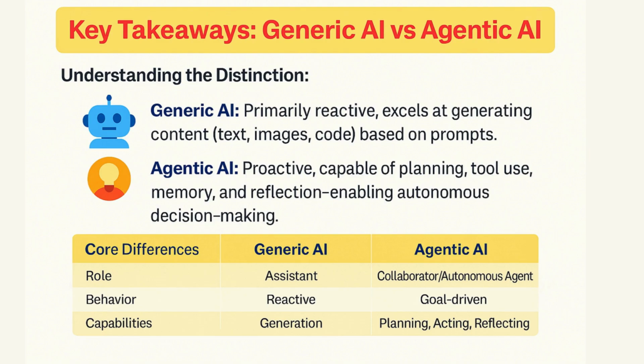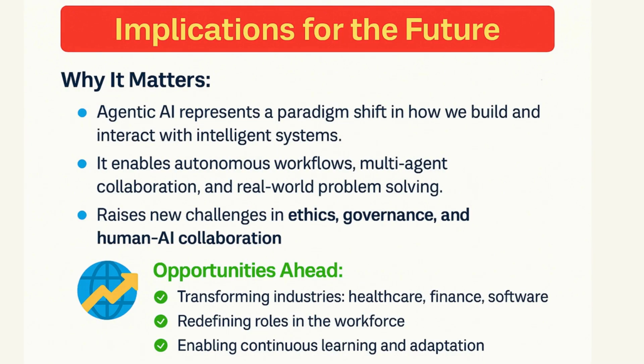As artificial intelligence continues to evolve, understanding the distinction between Gen AI and agentic AI becomes essential for anyone working in the field. The first slide clearly outlines the core differences. While Gen AI is reactive and excels at generating content based on prompts, agentic AI is proactive, capable of planning, using tools, storing memory, and reflecting on outcomes. This shift from assistant to autonomous collaborator marks a significant leap in AI capabilities, enabling systems that can reason, act, and adapt independently.